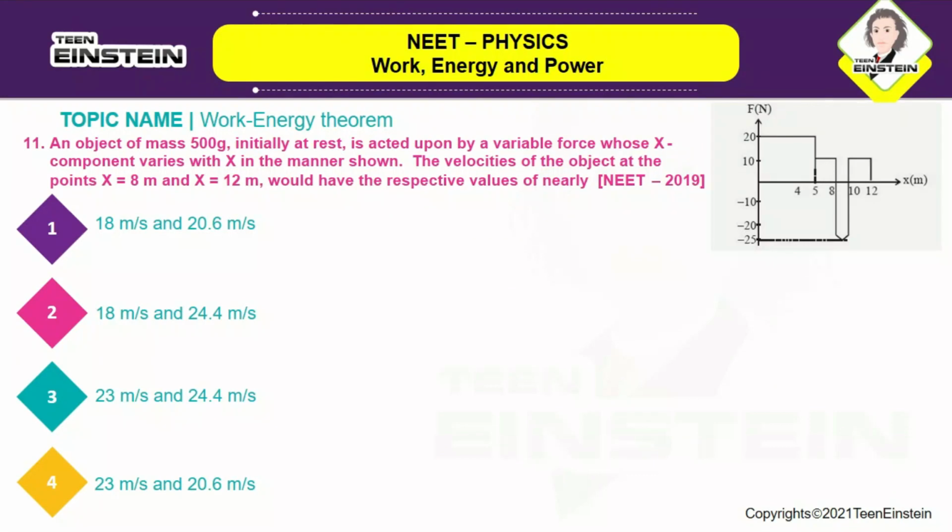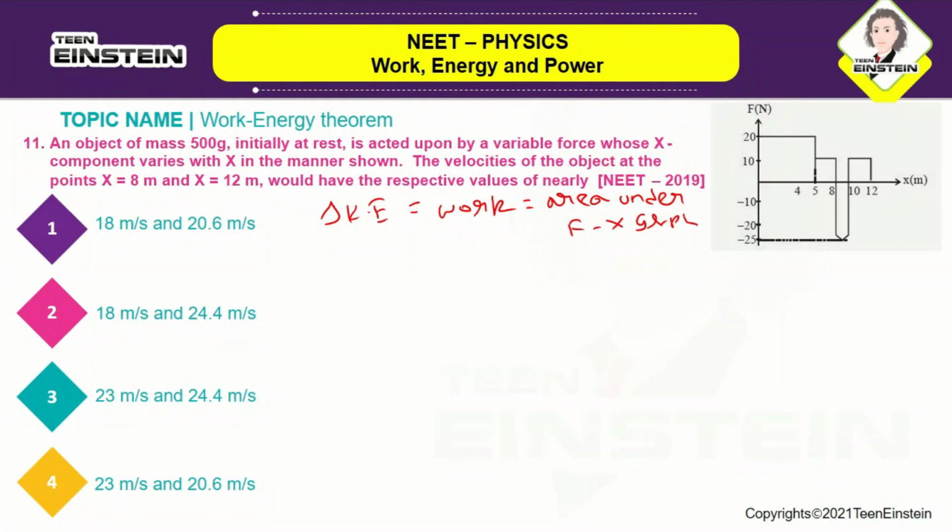The next question is, an object of mass 500 grams initially at rest is acted upon by a variable force whose x component varies with x in the manner shown. The velocities of the object at the points x equal to 8 meters and x equal to 12 meters would have been respective values of nearly. So, they want us to calculate the velocity at two different points, x equal to 8 meters and x equal to 12 meters. We know from the work energy theorem, delta KE is equal to work, which is the area under the graph. So, for the F-x graph, you have to calculate the area under the graph.